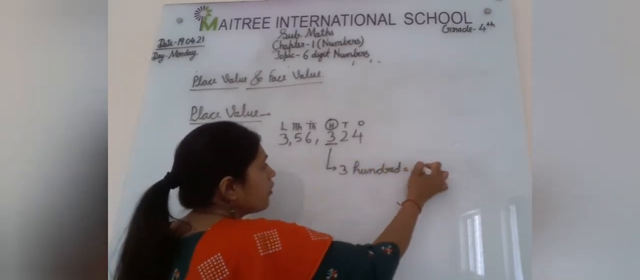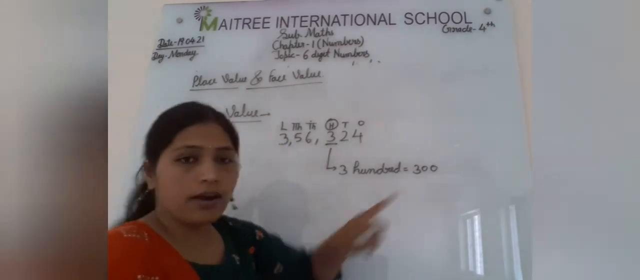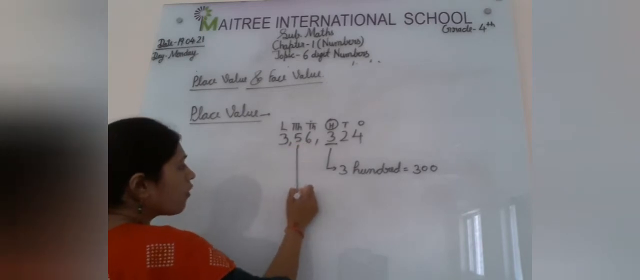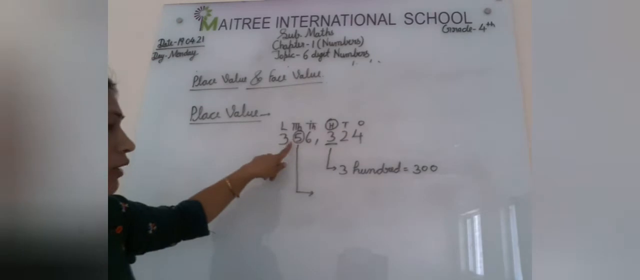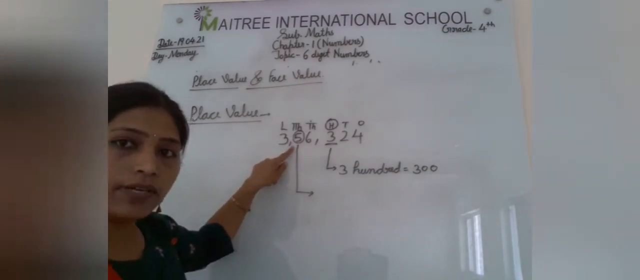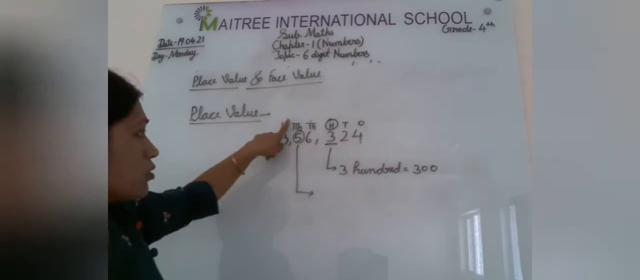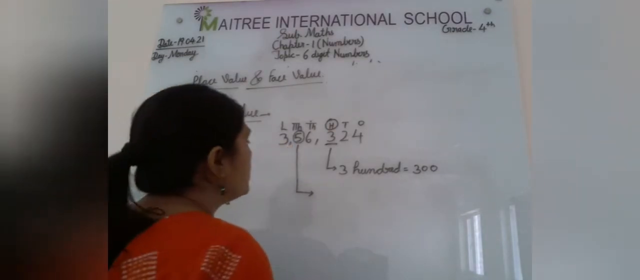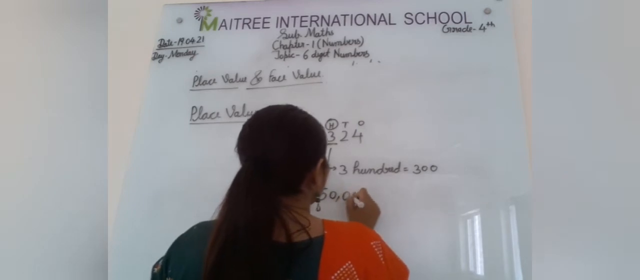300 means 300 only. So the place value of 3 is 300. Clear? If I am asking the place value of 5 here, how will we find it out? Where is the 5? 5 is in the 10,000 house. So how many will come here? 5 10,000 means 50,000.